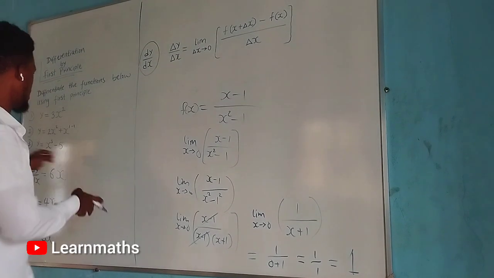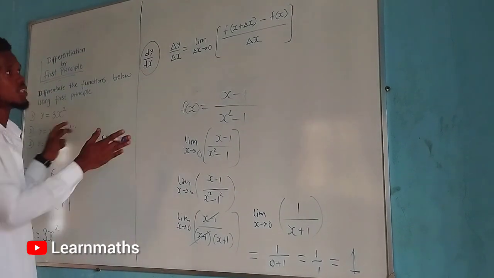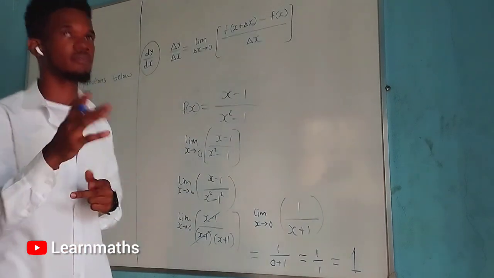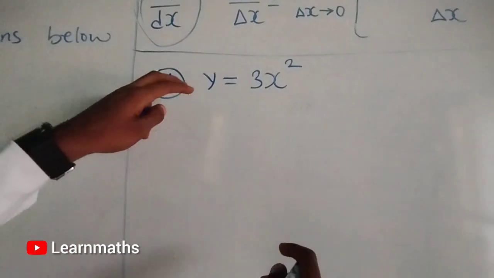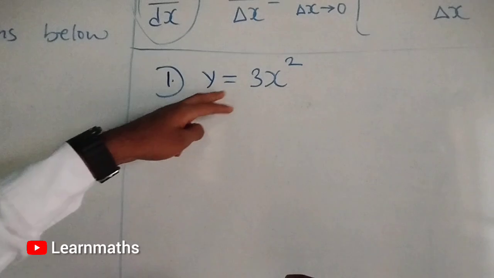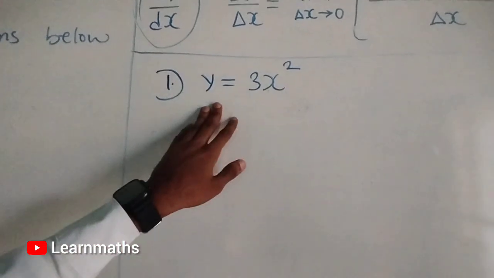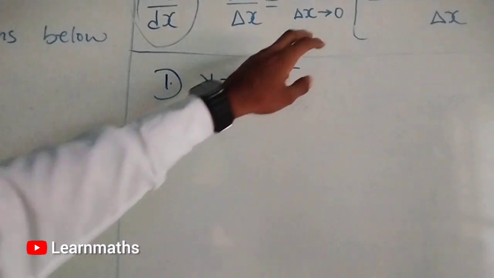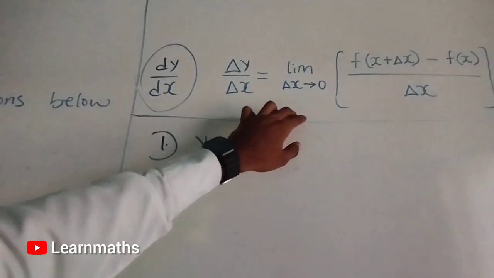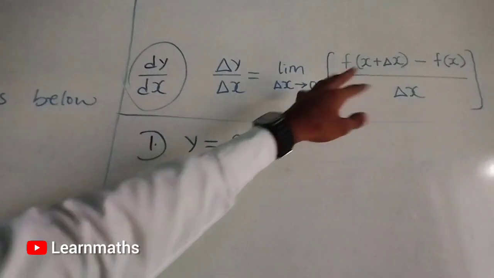Let's proceed with differentiating these functions using first principle. So let's take the first example: y equal to 3x squared. We're going to differentiate this using first principle. Now from the formula we have, you see that we are going to take the limit of this expression.